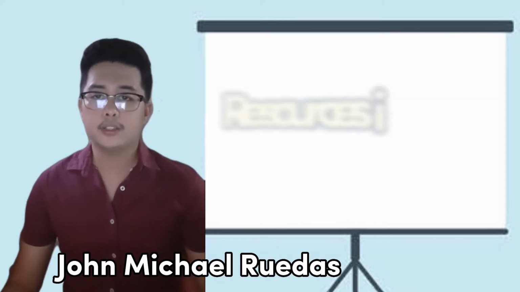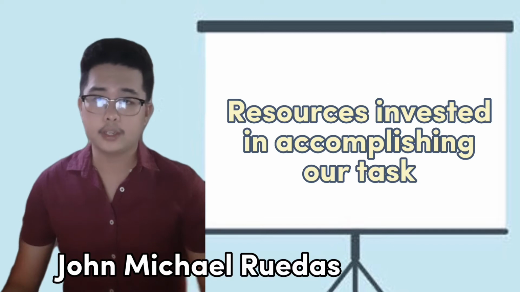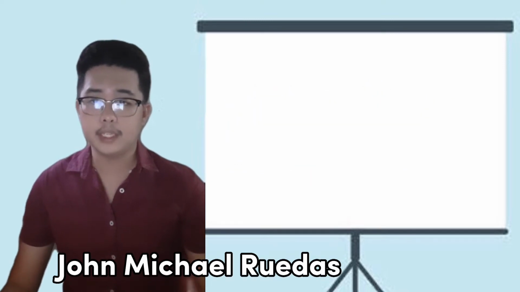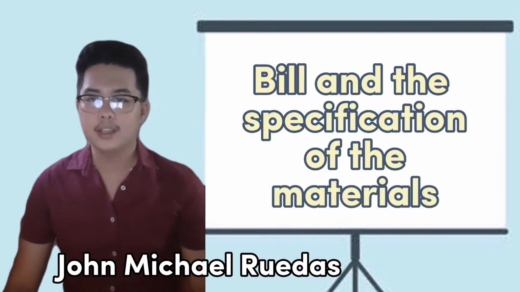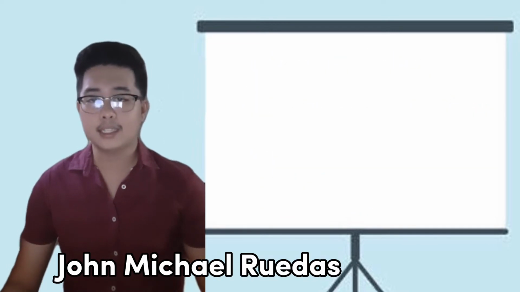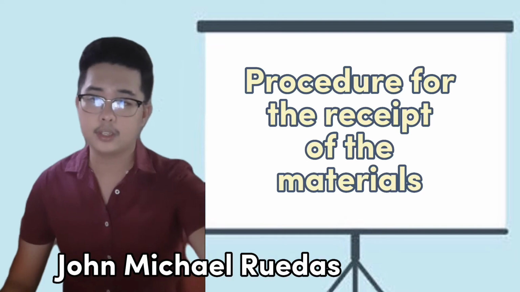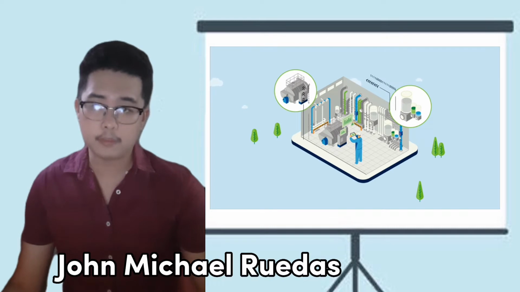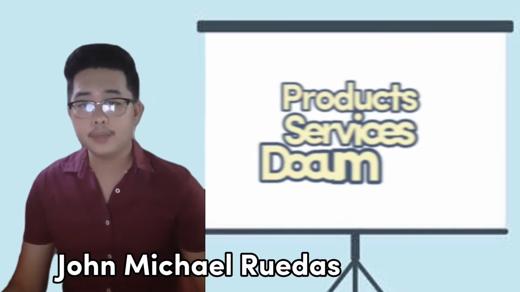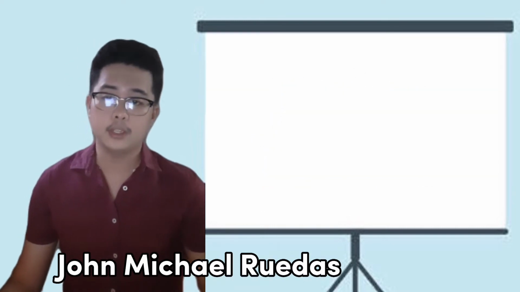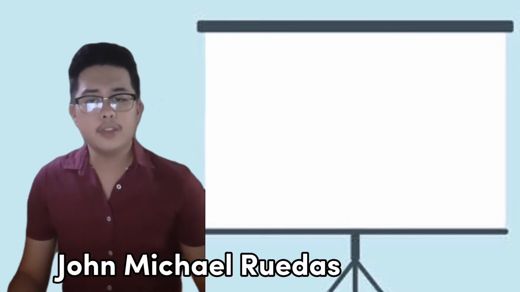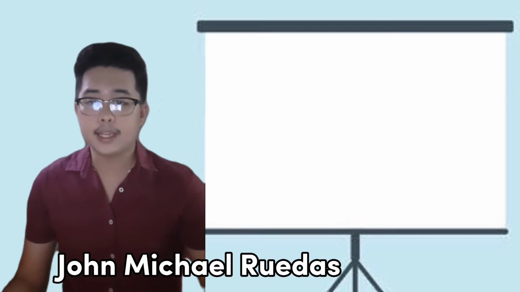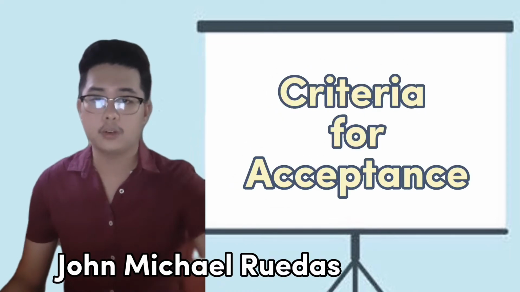Our inputs are the resources we invested in accomplishing our task. For example, the raw materials we usually use. This includes our bill and the specification of the materials, our requirement for inspection, and lastly, our procedure for the receipt of materials. While the output is obviously our accomplishment itself or the outcome, it consists of our products, services, or even documents to be delivered, and its specification, and even the method of measurement for verifying conformance to the specification, and lastly, the criteria for acceptance or rejection.